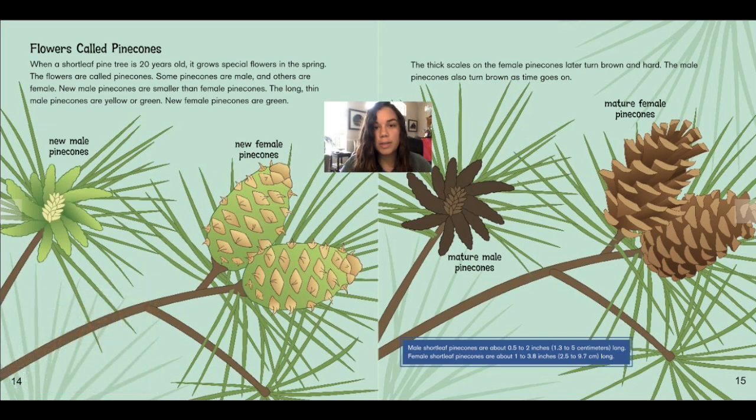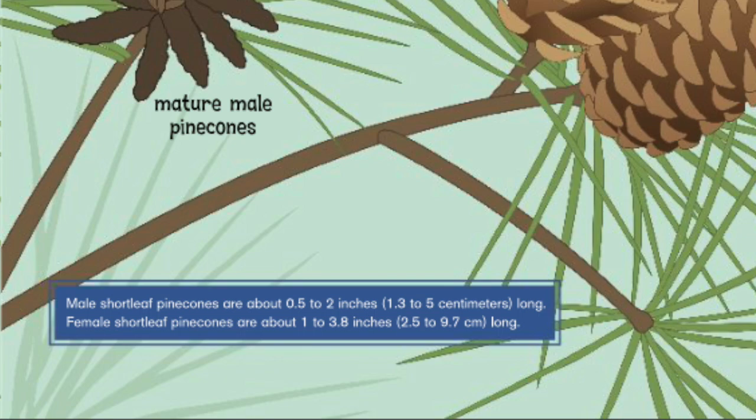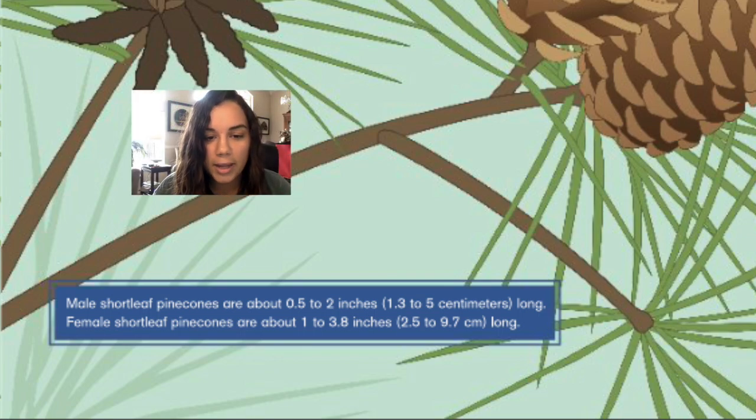So in these two pictures of the male and female pine cones, they're labeled so that you know exactly which one is male and which one is female. Male shortleaf pine cones are about half an inch to 2 inches long. Female shortleaf pine cones are about 1 to 3.8 inches long.